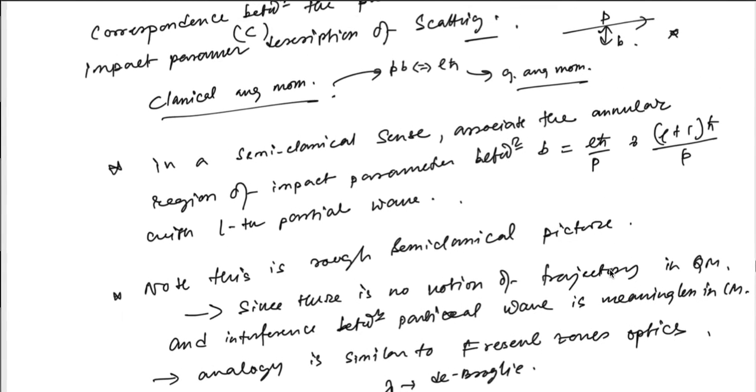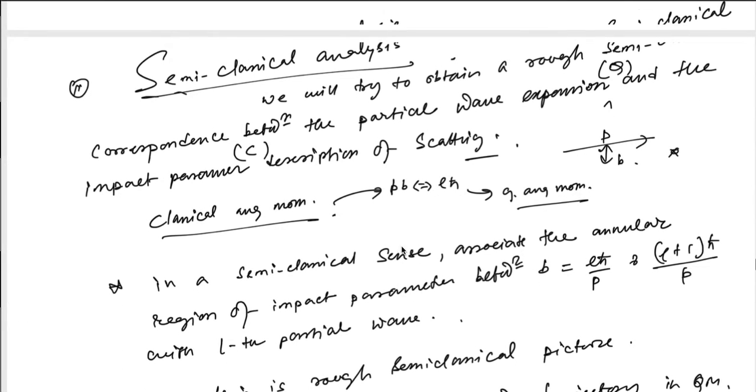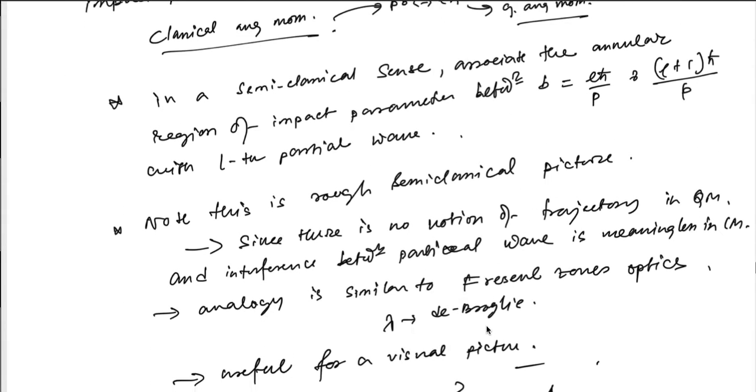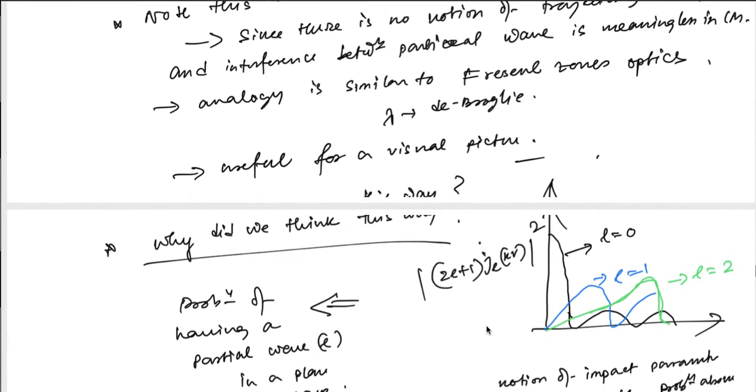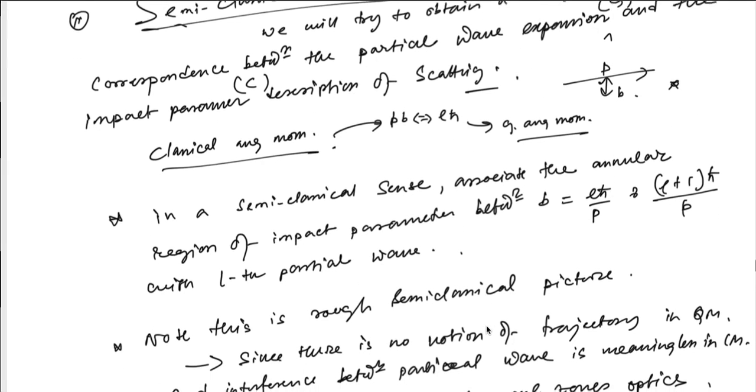So, as I said, the main point of this picture is to associate the annular region of impact parameter, between this particular b and this particular b, with the Lth partial wave. What I am trying to say is that the Lth partial wave does the scattering in this impact parameter region. It is something like a Bohr quantization type of picture. So why did we even think in that way?